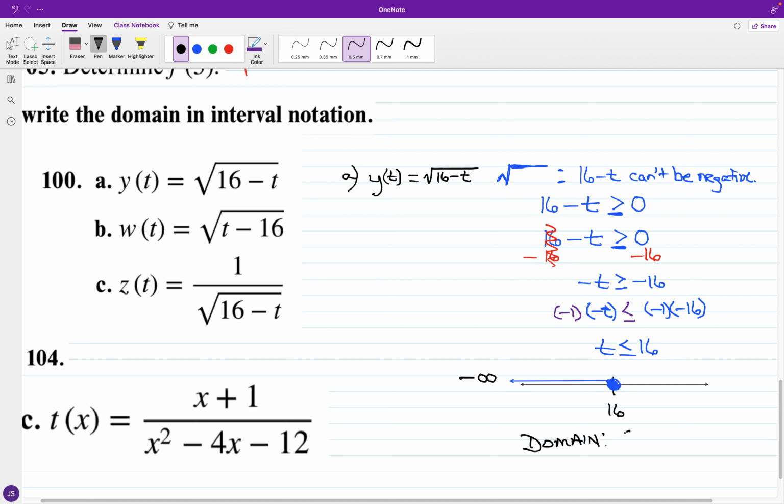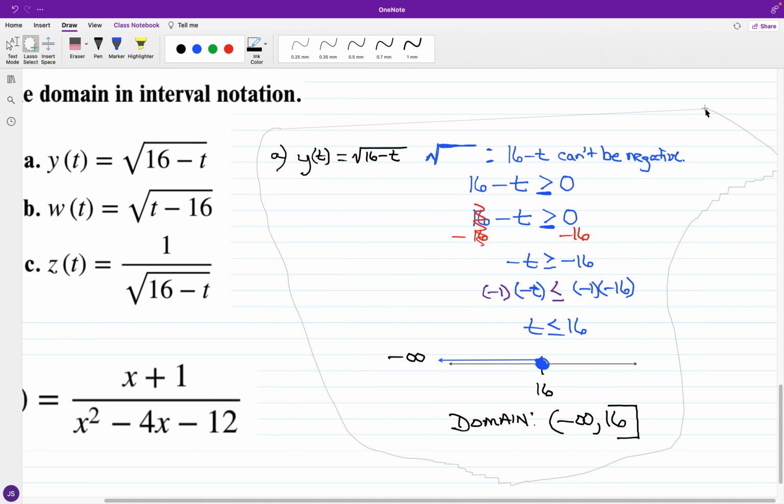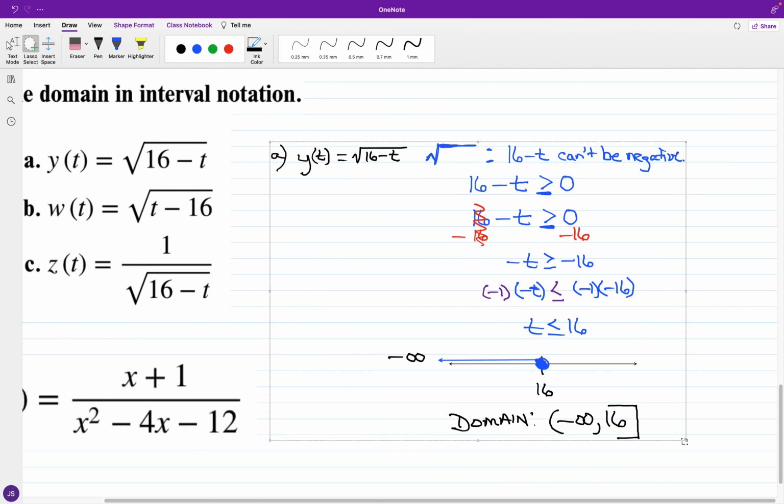Okay, so you have going from negative infinity, approaching and including 16. Again, infinities are balanced, so we have a parenthesis to start out with. And since 16 is included, that is going to be in the bracket. All right. Now, for the function w of t, in a sense, we're going in the other direction.